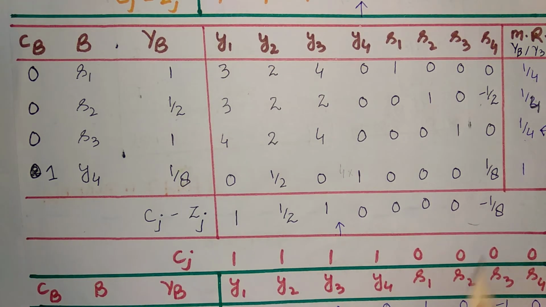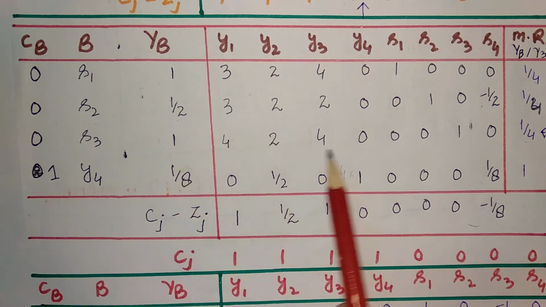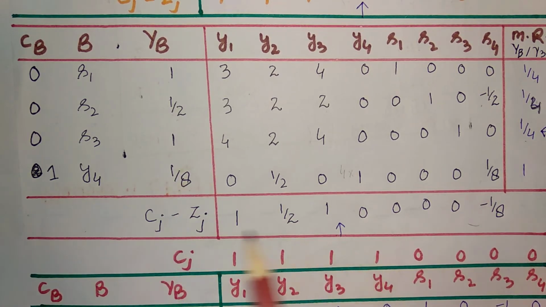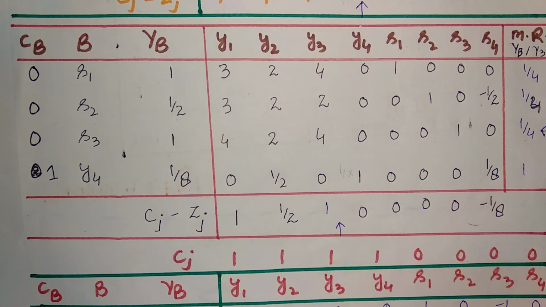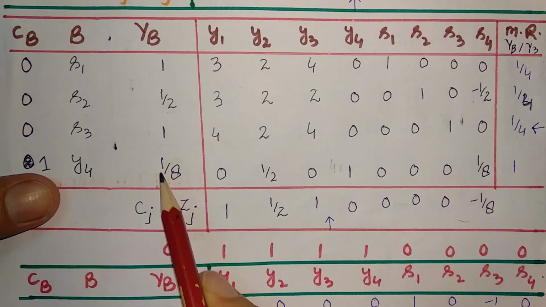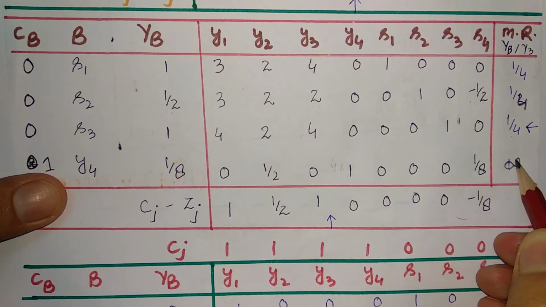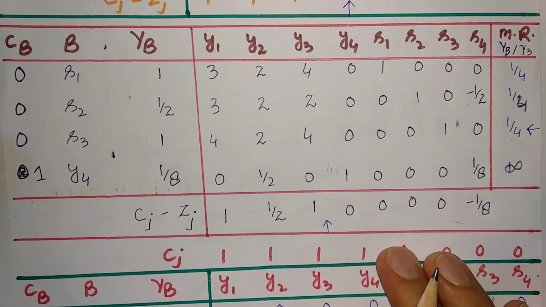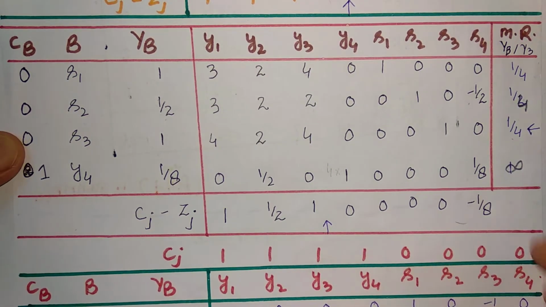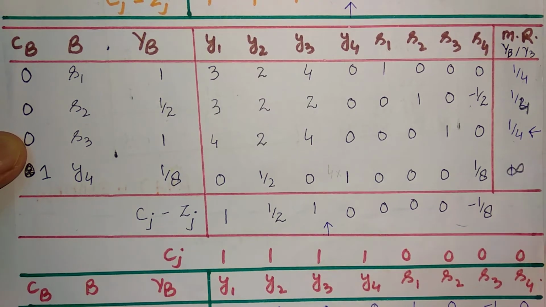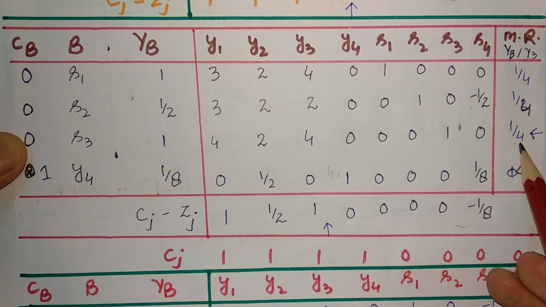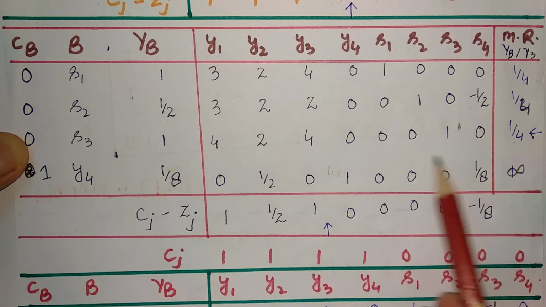So I will get here 1 by 4 and then 1 by 4. And here 1. Sorry. Here it was 1 by 8 divided by 0. It will become not defined. Now here the minimum value among these values is 1 by 4. So I can choose any of the 1 by 4. So I have chosen the third 1 by 4. So the third row will be the key row.